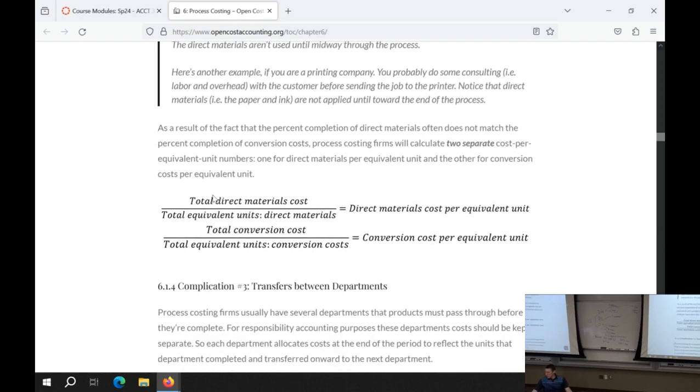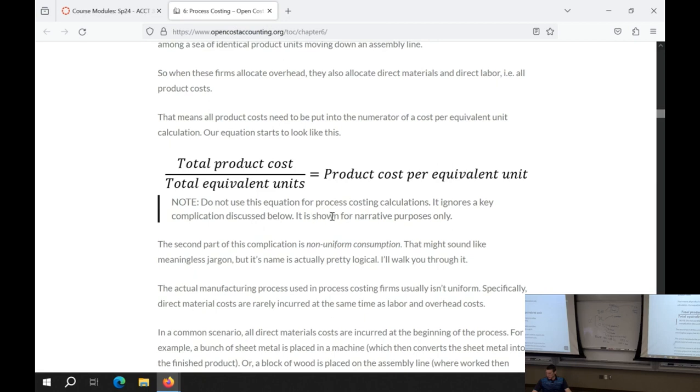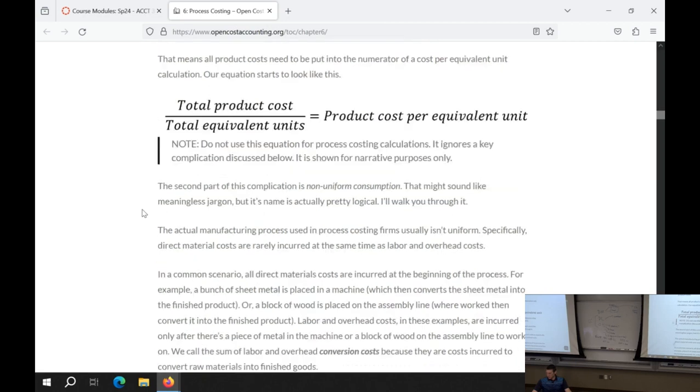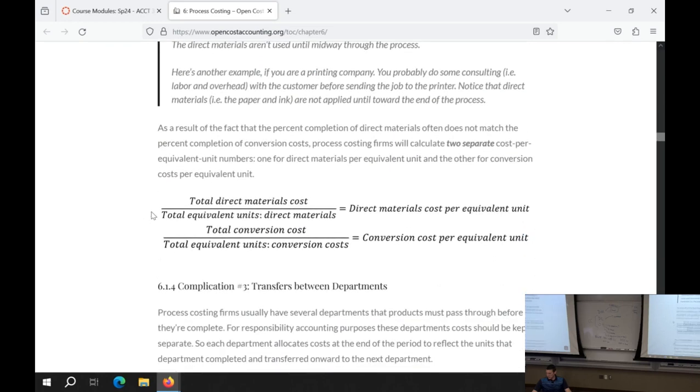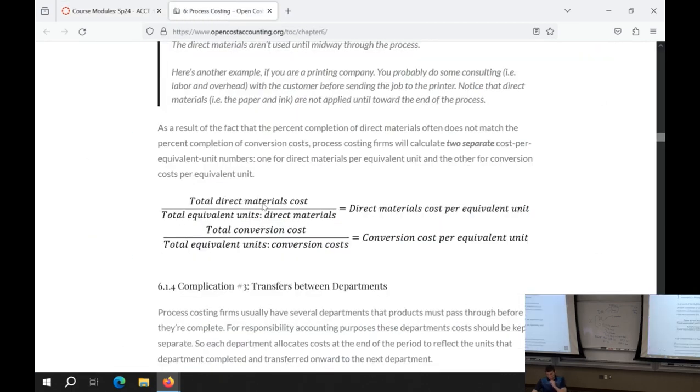So we end up with this, and these are indeed equations you'll use. Notice there's no note underneath them saying don't use these equations. Back up here, there are notes that say that, that say I'm just doing this for demonstrative purposes, don't use this equation ever. These two don't have that note. These two are going to be bread and butter for week 1 here, 6-1. So total direct material cost divided by the total equivalent units with respect to direct materials gives us our direct materials cost per equivalent unit, which we can then use to say how many direct materials dollars are where.